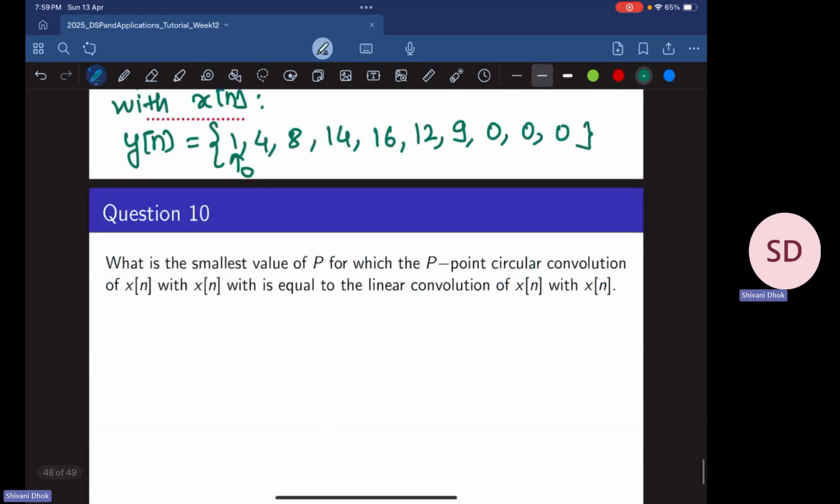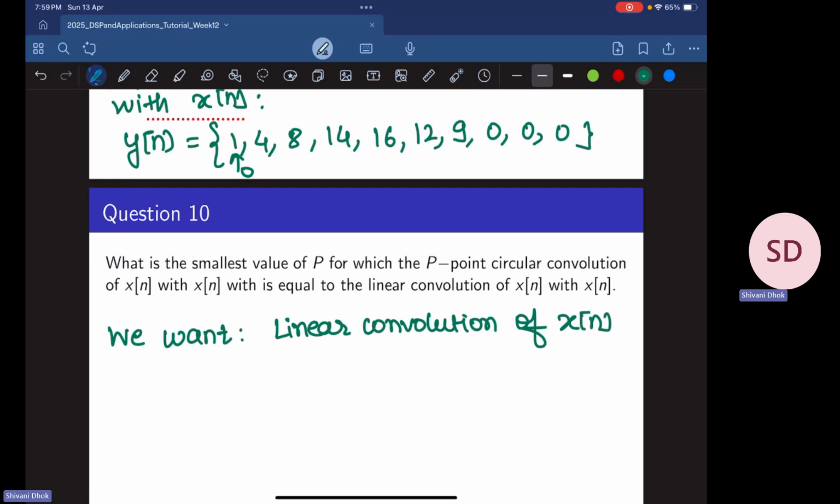So the next question says: what is the smallest value of p for which a p-point circular convolution of x of n with x of n is equal to the linear convolution of x of n with x of n? Okay, so let us try to figure that out. What we want is the linear convolution of x of n with itself.